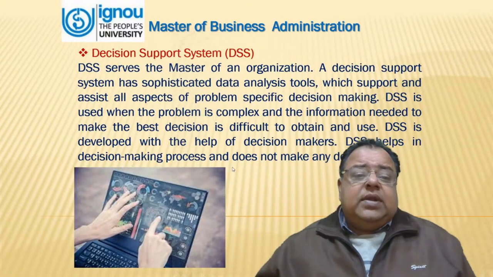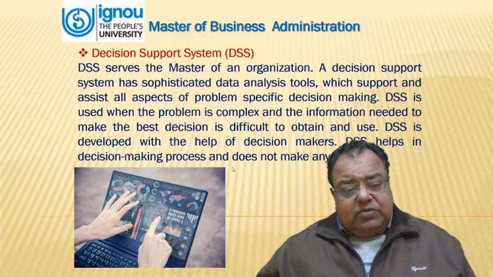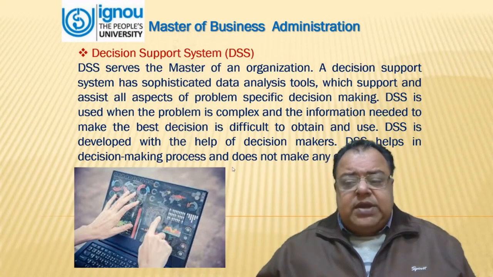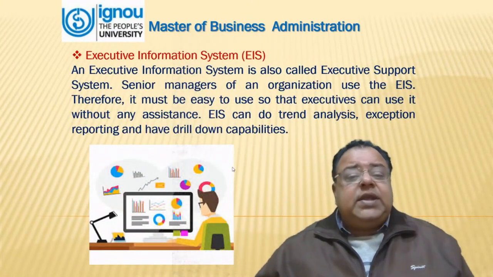Second one is Decision Support System, that is DSS. DSS serves the managers of an organization. A decision support system has sophisticated data analysis tools which support and assist all aspects of problem-specific decision making. DSS is used when the problem is complex and the information needed to make the best decision is difficult to obtain and use. DSS is developed with the help of decision makers. DSS helps in the decision making process and does not make any decision of its own. Executive Information System, that is EIS.